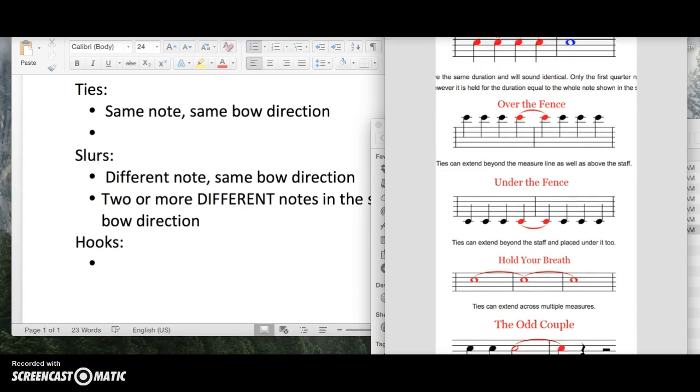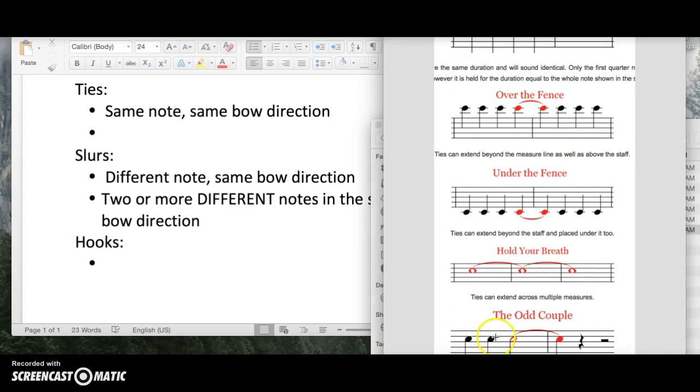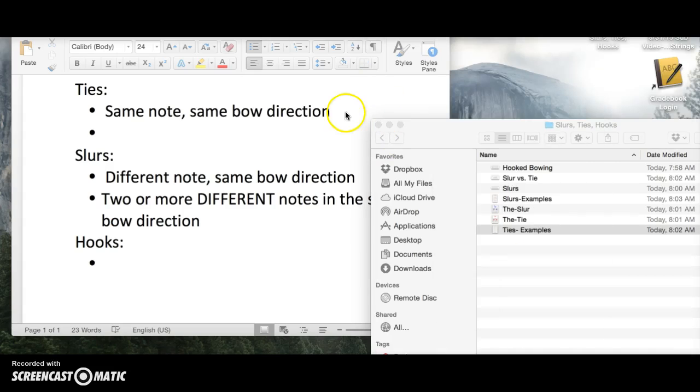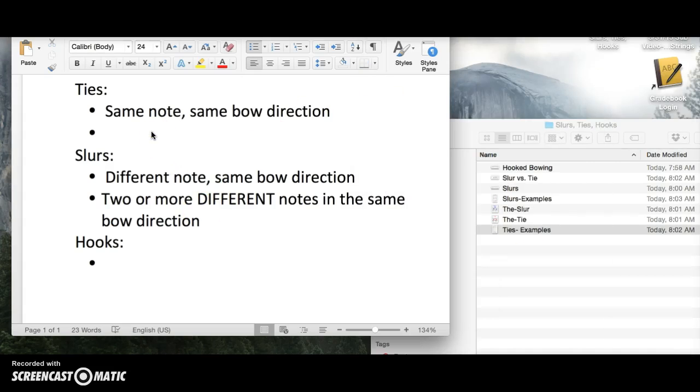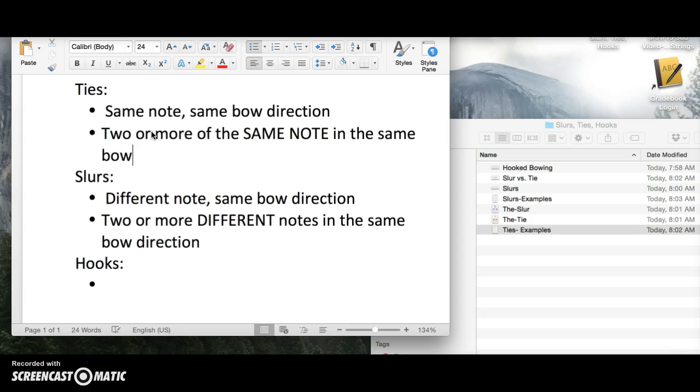Okay, and you can use ties with different kinds of notes as well. You can have a quarter note with a half note. It doesn't matter what kind of note it is, it can be tied or slurred. So if we were going to make a formal definition, we could say two or more of the same note in the same bow direction.